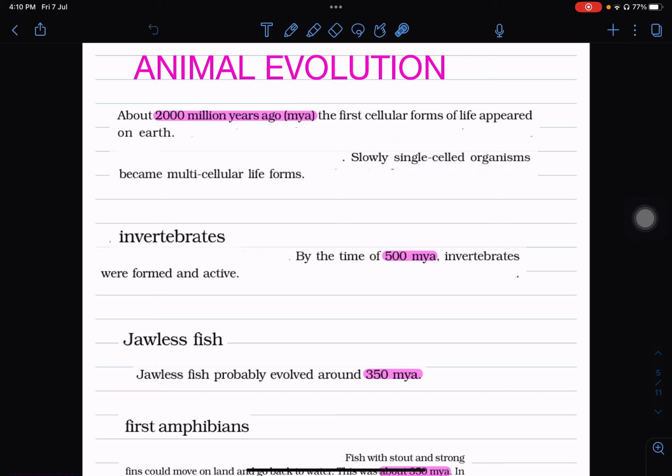Multicellularity originated. A transition from protozoans to porifera took place. And of course, invertebrates originated. So we'll start from the invertebrate origin. By the time of 500 million years ago, invertebrates were formed and they were active.